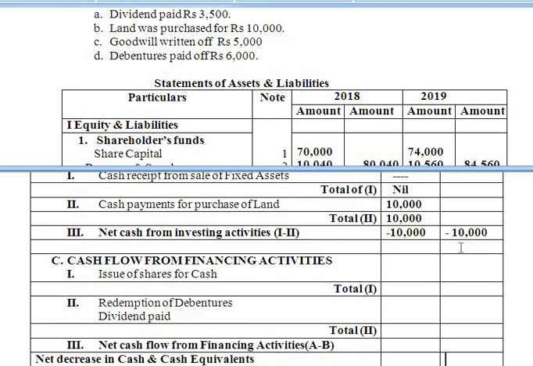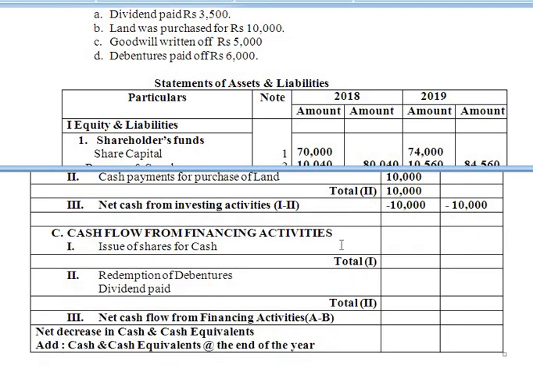Now next one is the third activity, cash flow from financing activities. While issuing the capital, or how the firm has issued capital, and how the firm has made the repayment or redemption of capital, that information we have to take here. So what is the flow of cash in financing activities, we have to calculate.